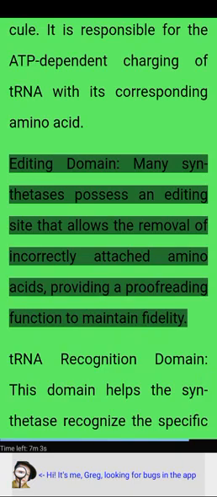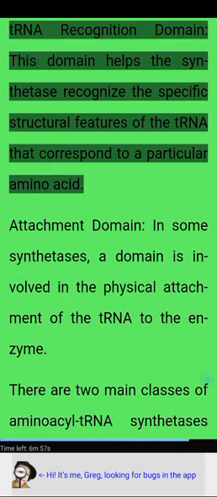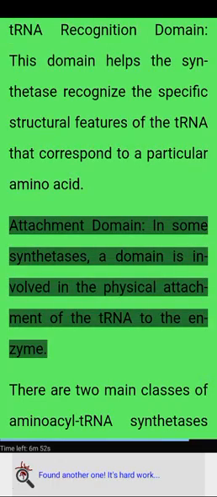Editing domain. Many synthetases possess an editing site that allows the removal of incorrectly attached amino acids, providing a proofreading function to maintain fidelity. tRNA recognition domain. This domain helps the synthetase recognize the specific structural features of the tRNA that correspond to a particular amino acid. Attachment domain. In some synthetases, a domain is involved in the physical attachment of the tRNA to the enzyme.